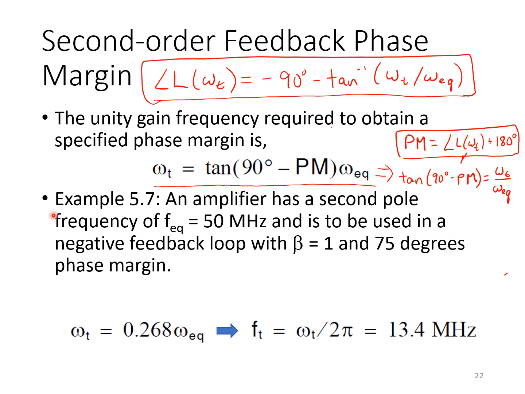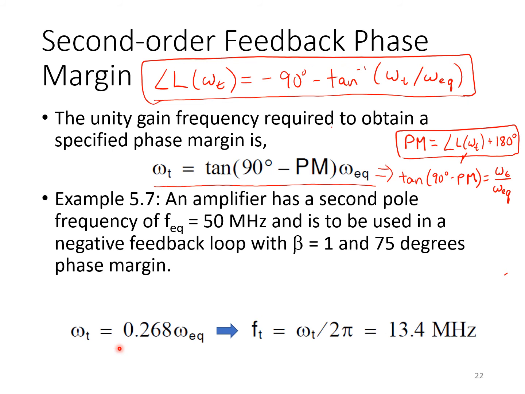So here's an example where we're told that an amplifier has a second pole frequency, an equivalent second pole at 50 megahertz, and it's to be used in a negative feedback loop with beta equal 1 and 75 degrees of phase margin. So knowing that, for 75 degrees of phase margin, we know that tangent has to be 0.268. If we substitute in PM equals 75 degrees here, tangent of 15 degrees is here.